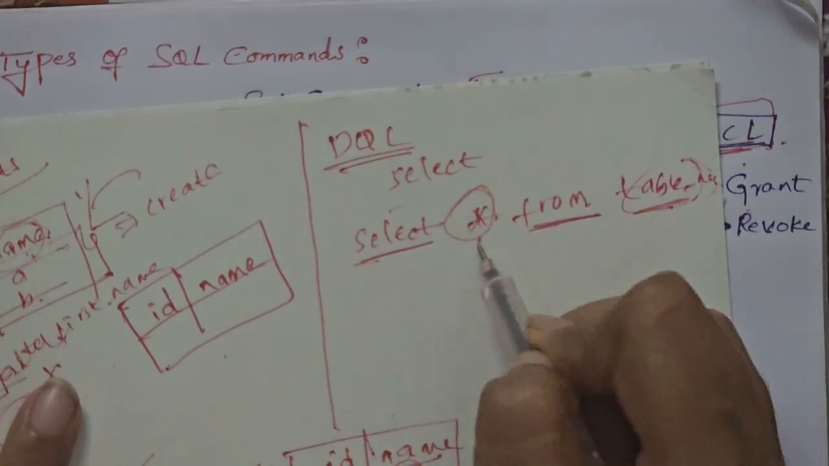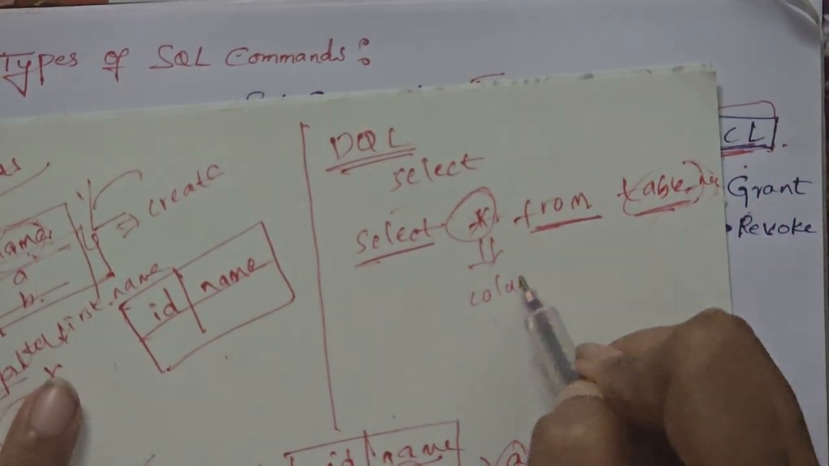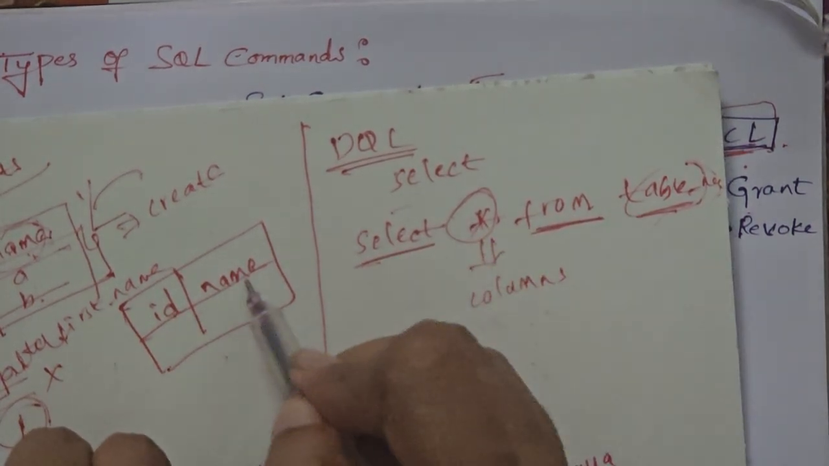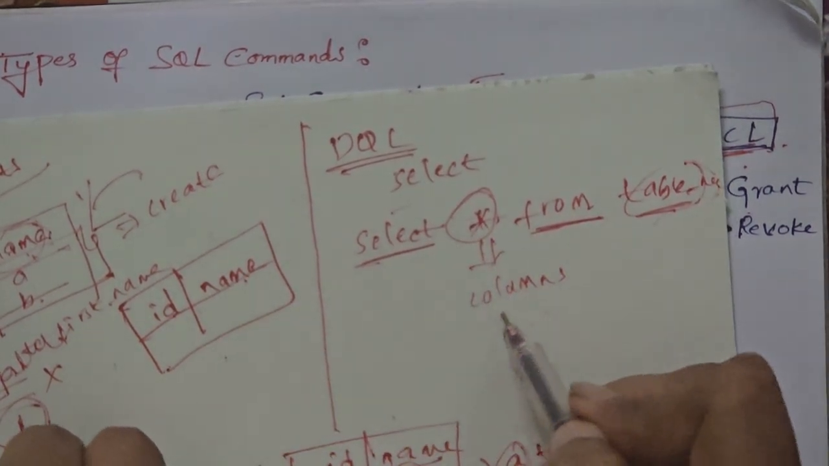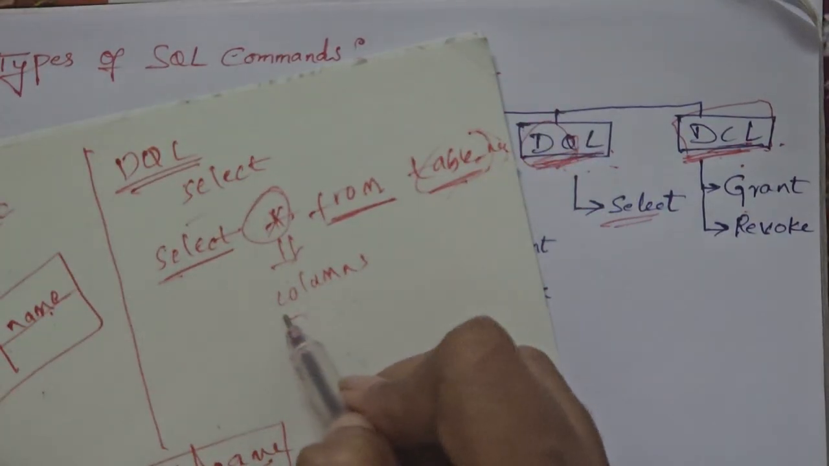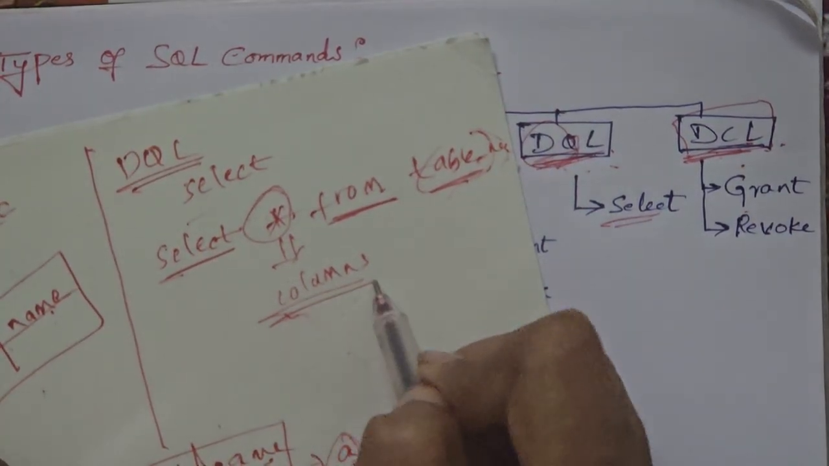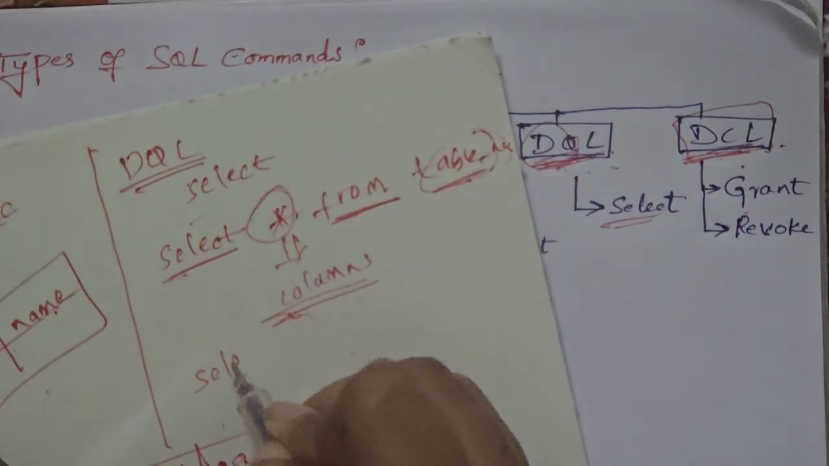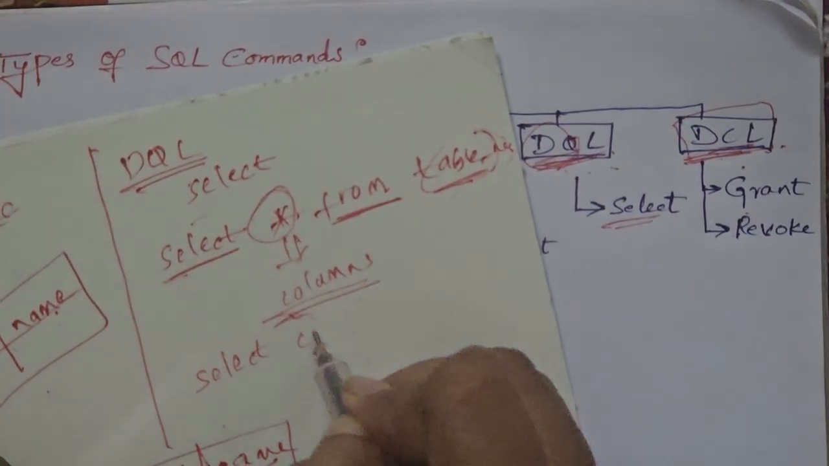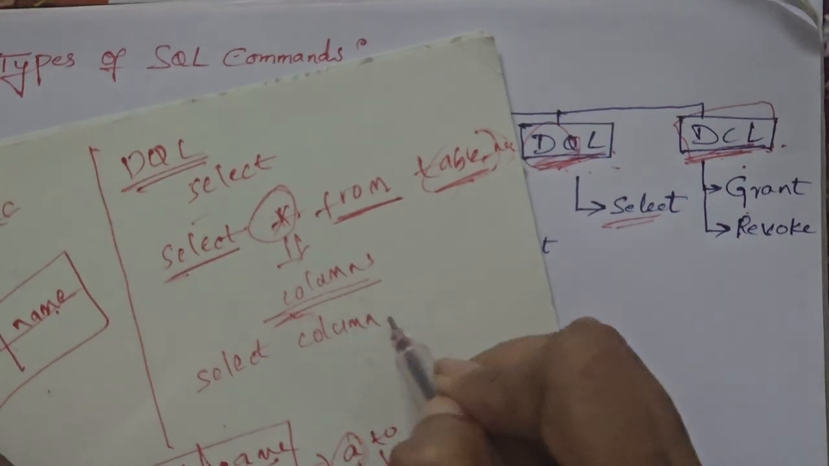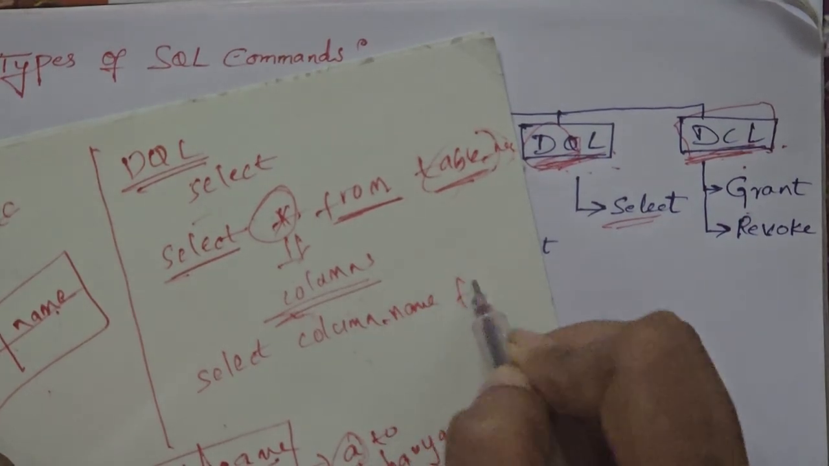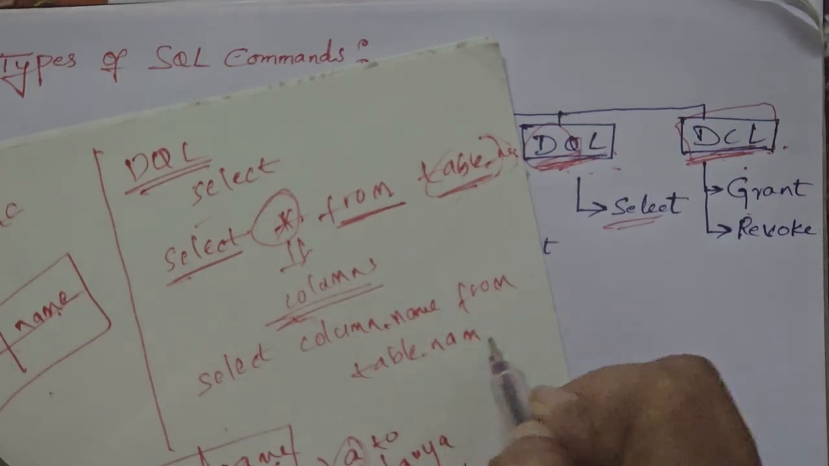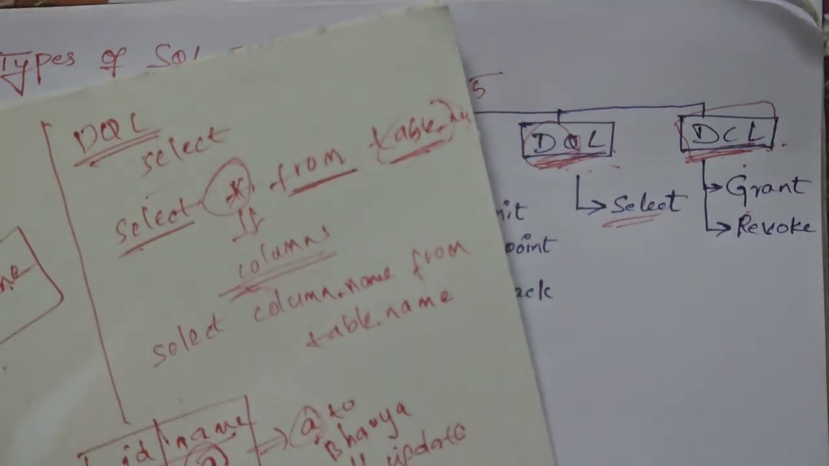Then this star indicates the columns that you are trying to retrieve. For example, in the student table, we are having ID and name columns, right? If you want to retrieve all columns, then you can use the star operation. Or if you want to retrieve any particular column, then you can go with select that particular column name from table name. This is about DQL.